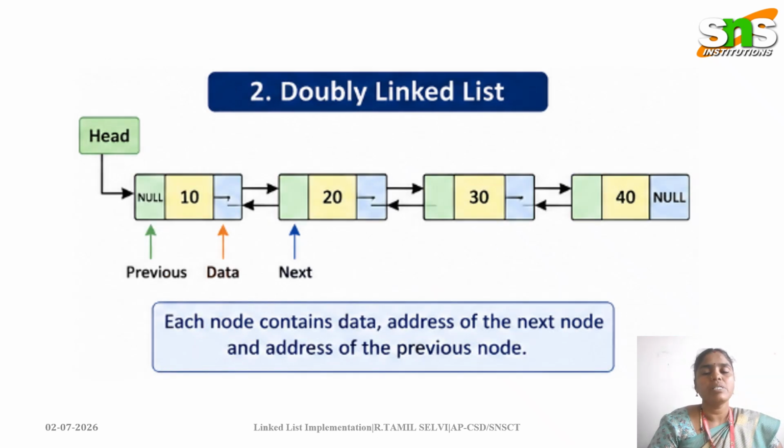The second type is double linked list. In a double linked list, each node contains data and the address of the previous node as well as the address of the next node. The address of the next node of the last node is null.